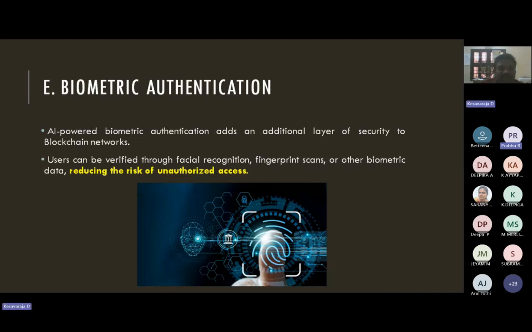In that blockchain, AI-powered biometric authentication will be embedded: fingerprint recognition, face recognition, iris recognition, password recognition, DNA recognition, etc. So if you are embedding a biometric authentication along with a blockchain network, it can reduce unauthorized access. Anyway, blockchain is completely secure. Day by day, there are numerous threats for blockchain, which need more security.